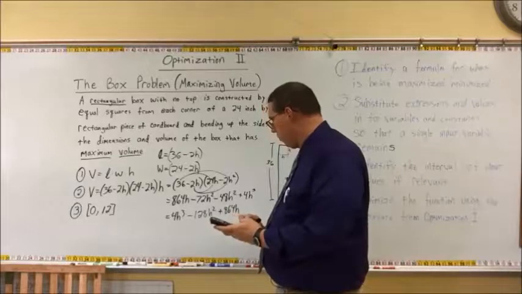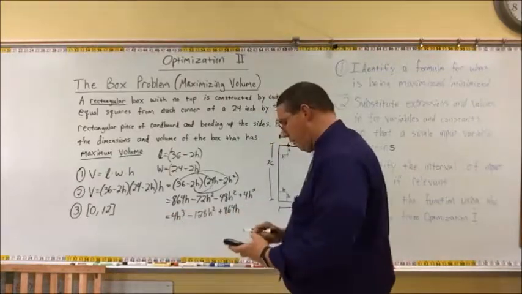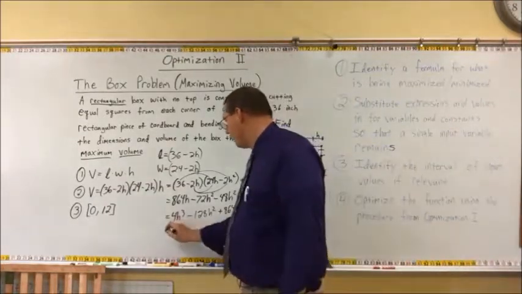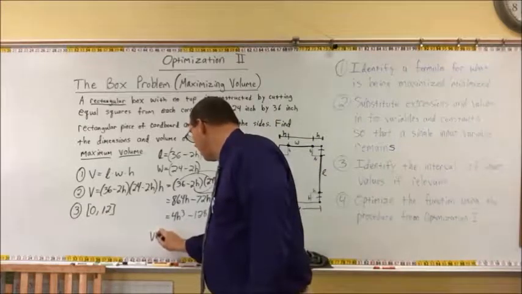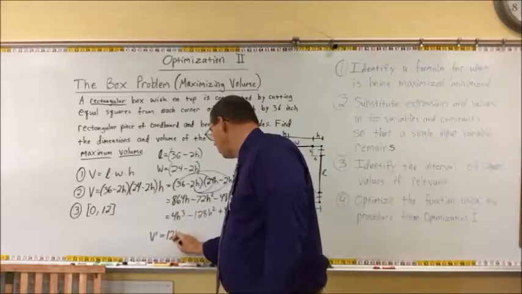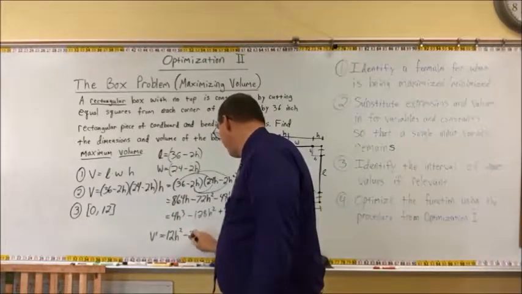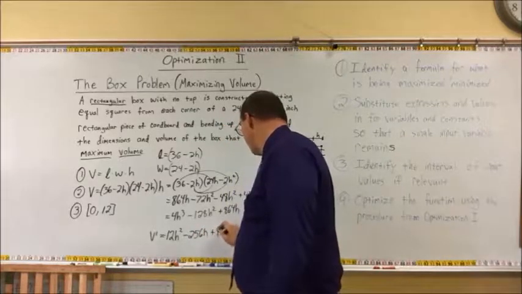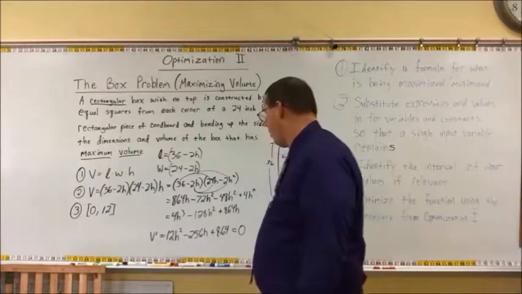Now this can be simplified because it looks like all these values can be divided by 4. Actually, I'm sorry, I'm not at the derivative yet. I'm going to wait to do that. I'm not going to divide it by 4 yet. Hang on. Let's do the derivative first. So now v prime is going to be equal to 12h squared minus 240h plus 864, and we're going to set that equal to 0.